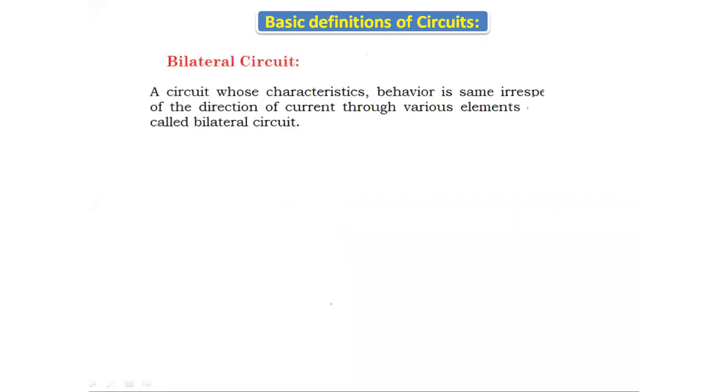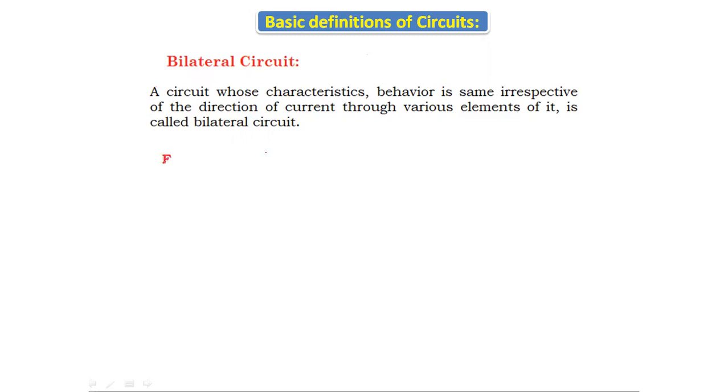Now let's take one more element, called a bilateral circuit. A bilateral circuit is a circuit whose characteristics or behavior are the same irrespective of the direction of the current through its various elements. So if we change the direction, there is no change in the characteristics of the element. The behavior is the same. If you change the direction of the current, the circuit is called a bilateral circuit.